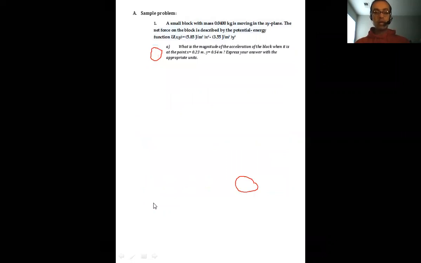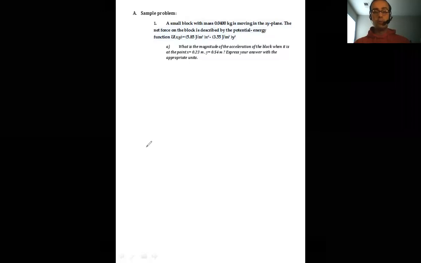Right? So let's take a sample problem. We have a small block with a mass of 0.04 kilograms moving in an xy plane, so there's no z. The net force on the block is described by the potential energy function, U as a function of x and y, of 5.85 joules per meter squared times x squared, minus 3.55 joules per meter cubed times y cubed. So once again, that's 5.85 joules per meter squared x squared minus 3.55 joules per meter cubed y cubed.